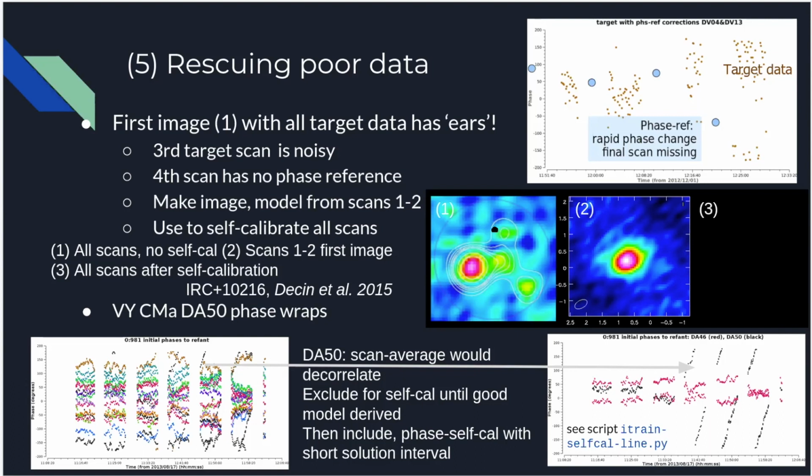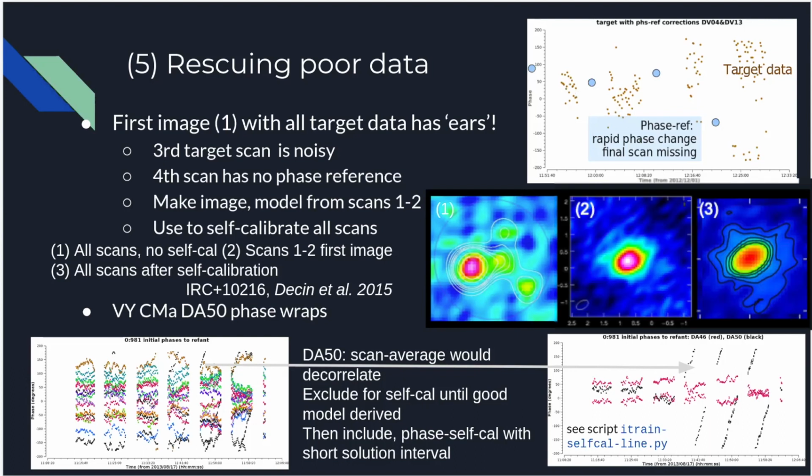And it turned out that that was because of the inclusion of the uncalibrated data. So rather than just completely flagging the last scans, we made an image just from the first 2 scans, which produced a very nice image, image number 2.